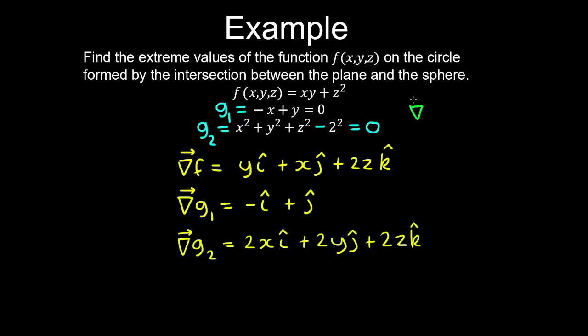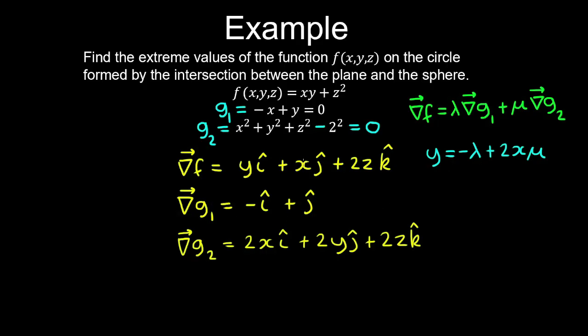And we're using the following relationship, where the gradient of f is a linear combination of the gradient of g1 and the gradient of the second constraint function, where lambda and mu are Lagrange multipliers. We can equate the i components, so we get y is equal to minus lambda plus 2x mu, and the j component gives x is equal to lambda plus 2y mu, and the third component gives 2z is equal to 0 lambda plus 2z mu.